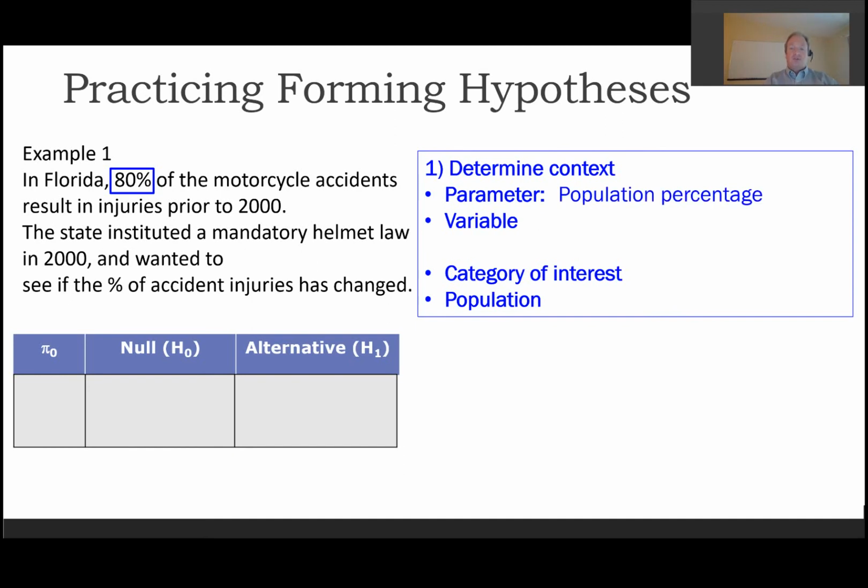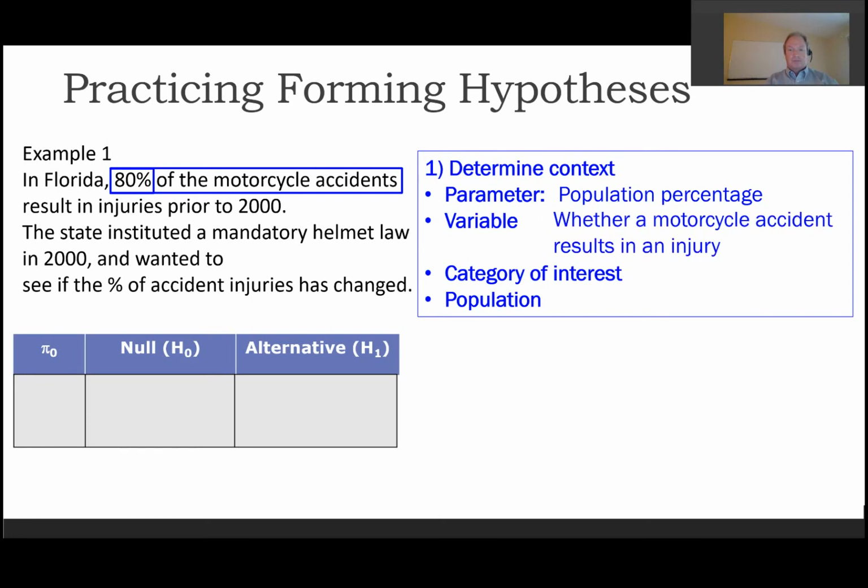Next, we go to the variable. Percentage of what? That's the variable. And it's the percentage of motorcycle accidents that resulted in an injury. So we can see that right from the problem statement.